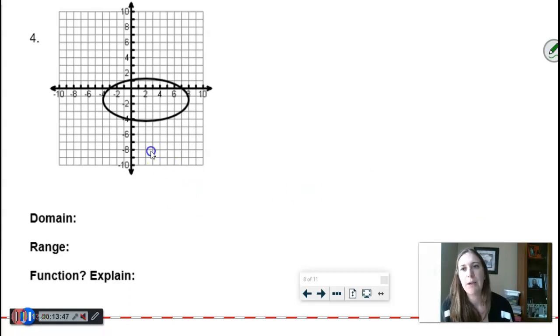All right, domain. Again, remember, domain reads from left to right. It's all of your x values. Range, however, reads from low to high.